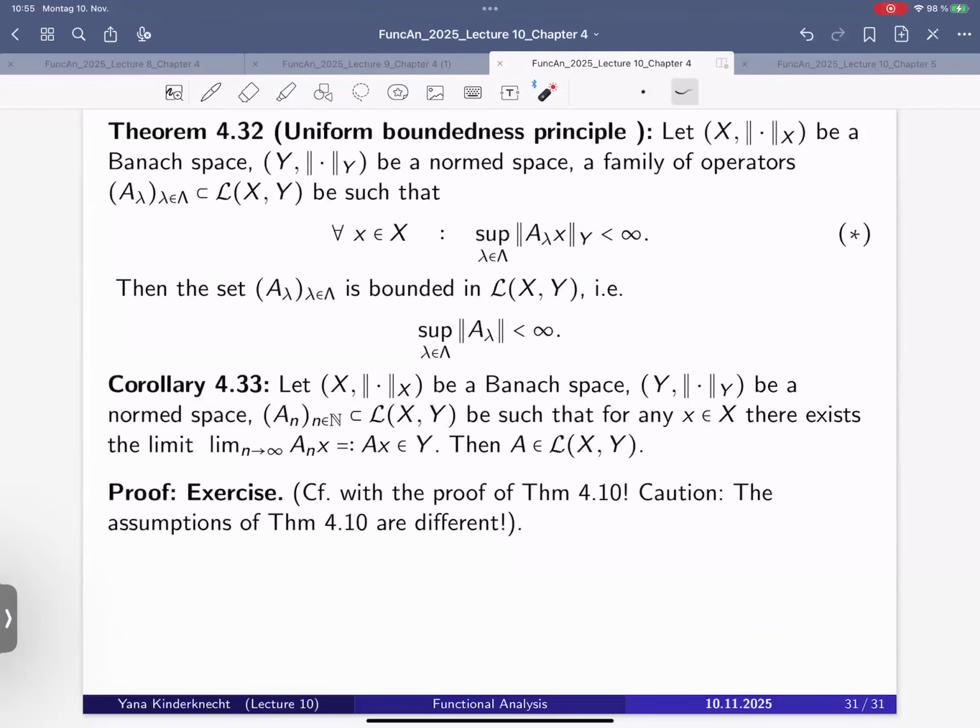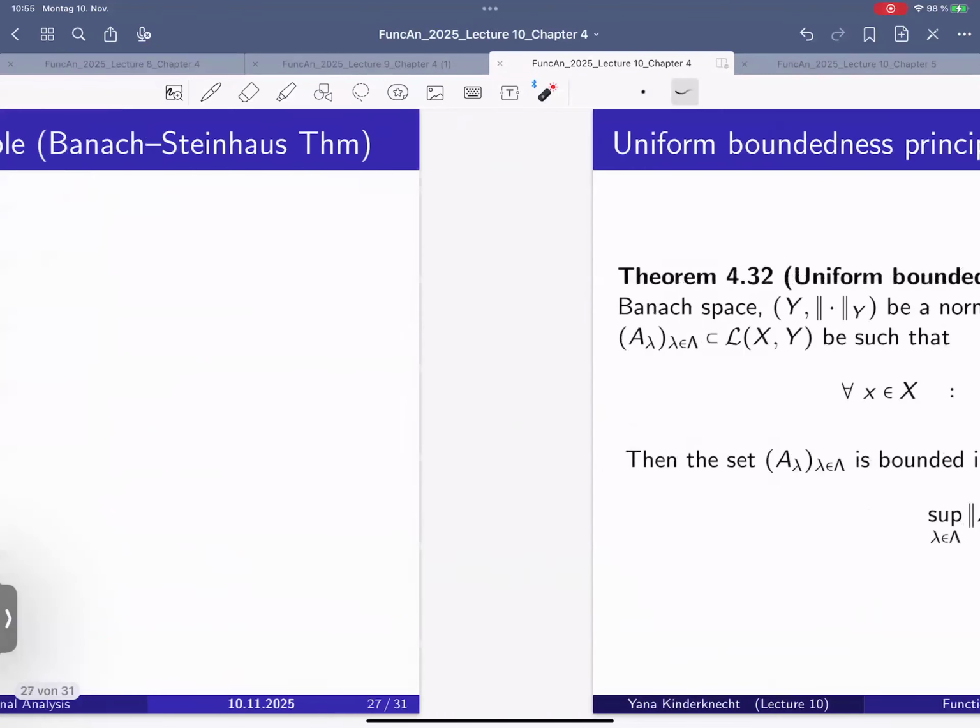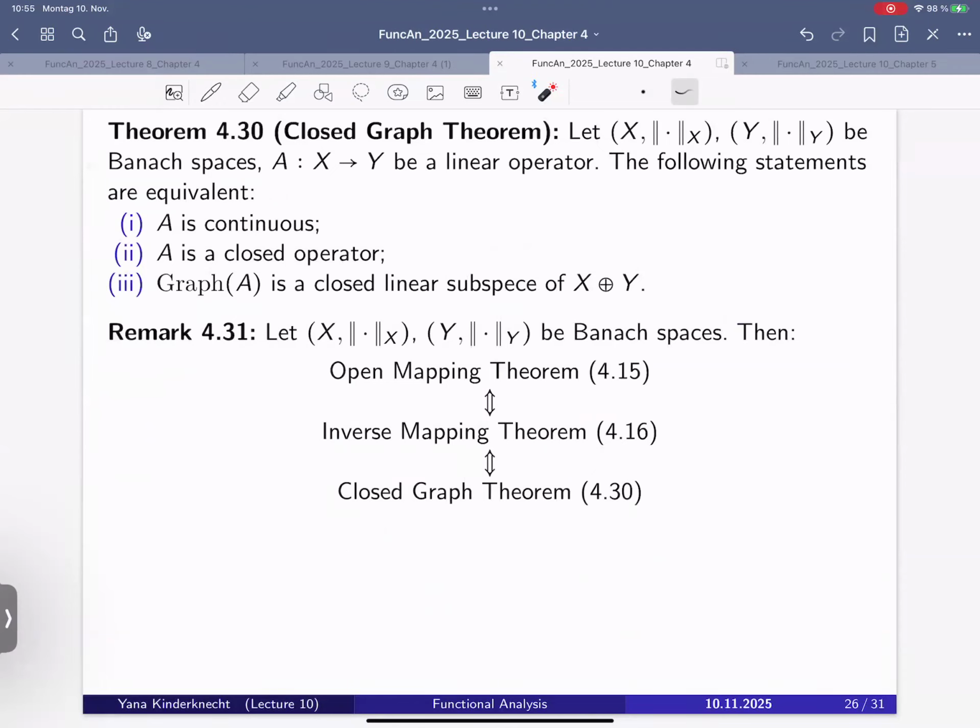And then these three, which we have discussed: open mapping theorem, inverse mapping theorem, closed graph theorem. So they are also important and useful. And once again, the remark that we used Baire category theorem to prove many of these results.